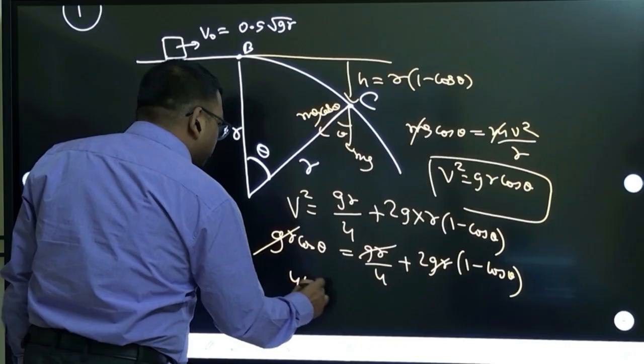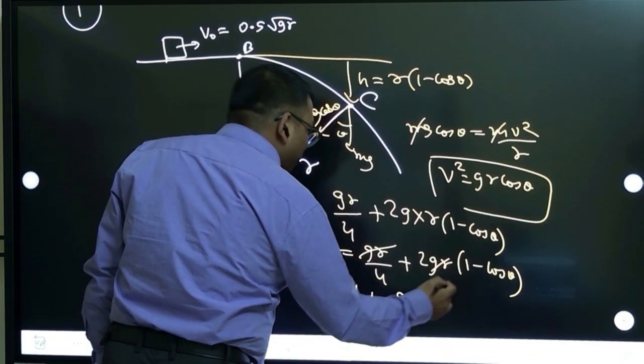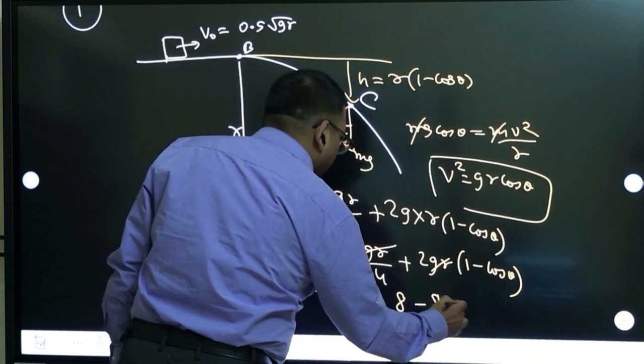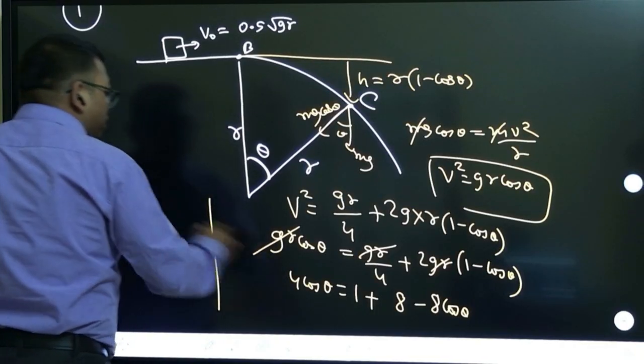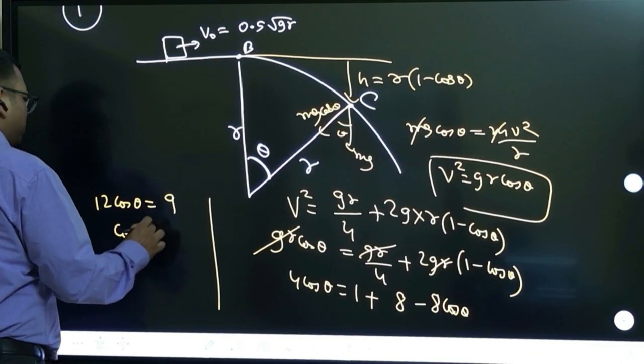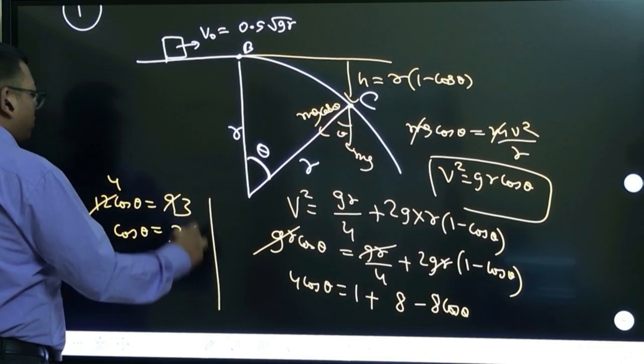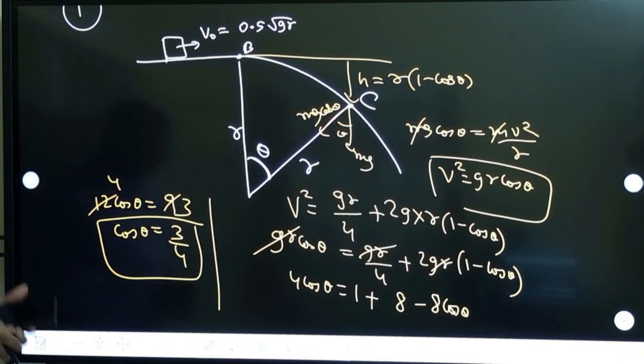So this becomes 4 cos theta, that becomes 1. 4 into 2, 8. 8, open the bracket: 8 minus 8 cos theta. Open this, solve this: 8 plus 4, 12 cos theta. 12 cos theta becomes 9. Cos theta has become 3 by 4 over now. Theta is cos inverse 3 by 4.